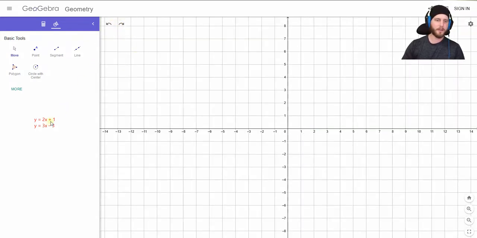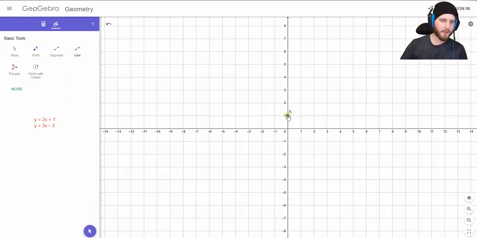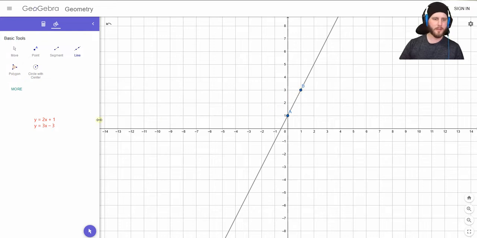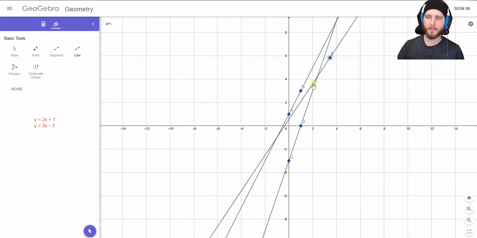Whoops. So our first line starts y-intercept at +1, and the slope is 2x, so 2 up, 1 over. The second line starts at -3. Its slope is 3x, so it will go up 3 and over 1. So we can't see the intercept, but we know that it's going to happen over here. Whoops, didn't mean to draw that.